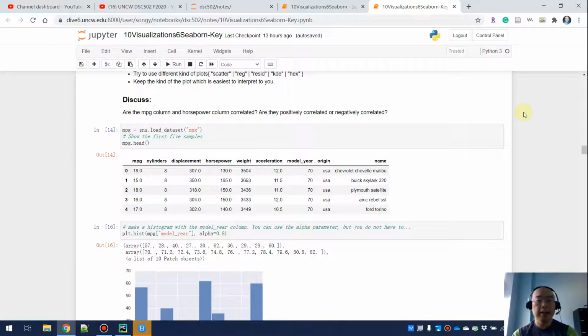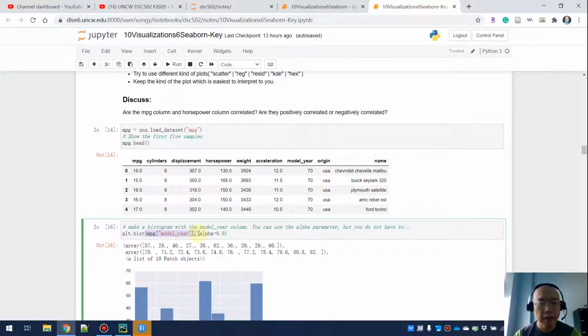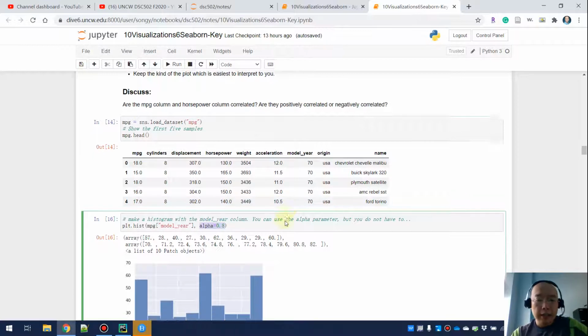Alright, let's take a look at my solution. Well, I load the MPG data, and after that, I do a histplot on MPG with the model year, and then I specify the alpha as 0.8, because I want to make it a little bit transparent, and this is what I got.